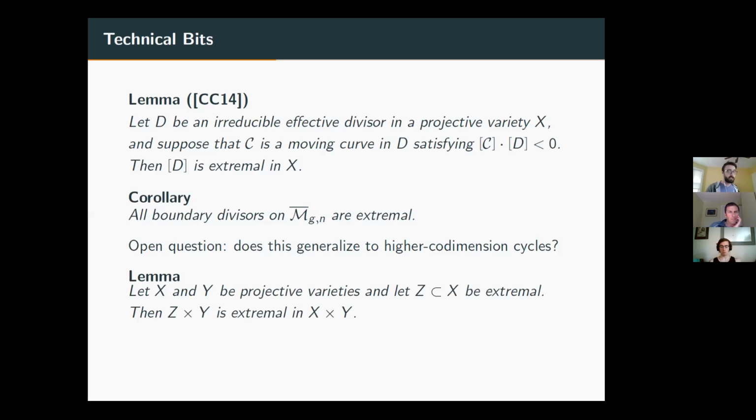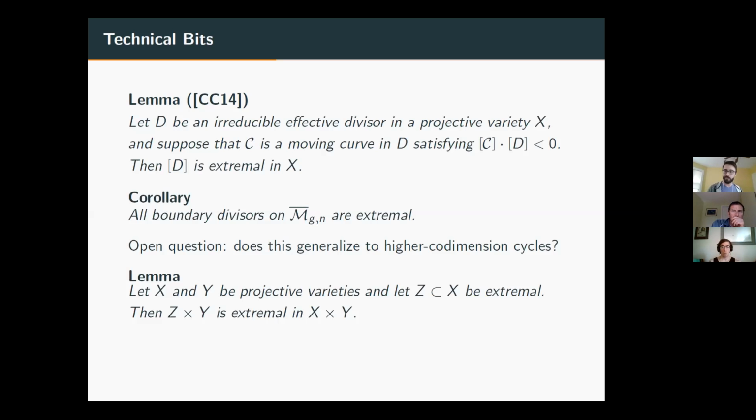But here's one that's also useful for moduli of curves. So this is one that I actually proved in this paper that's inspiring this talk. So I'm happy with it. But if you have X and Y projective varieties and you have an extremal class in one of the varieties, then the product of that class, or that cycle, that subvariety, Z, with Y, so I should just read it, Z cross Y is extremal in X cross Y. Okay, so extremality plays well with products.